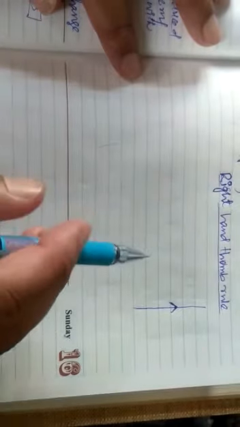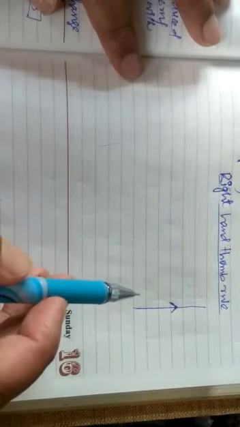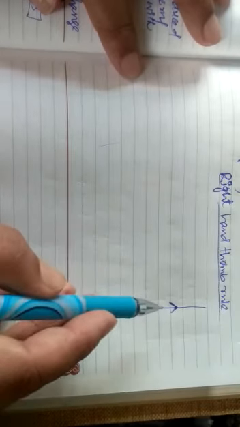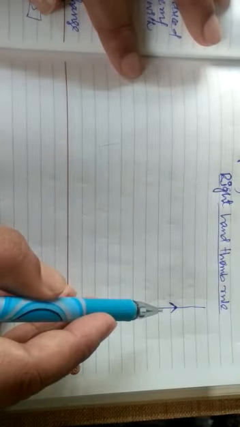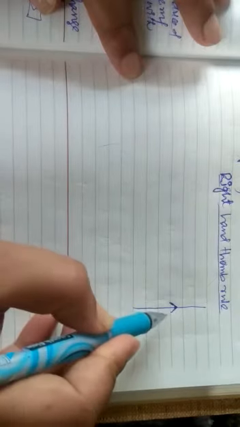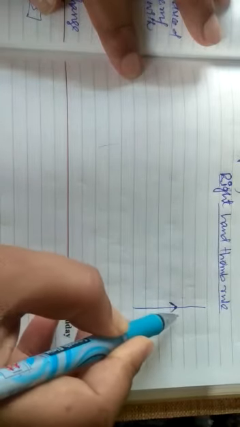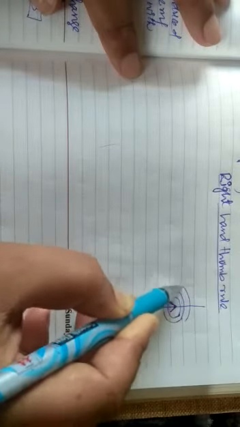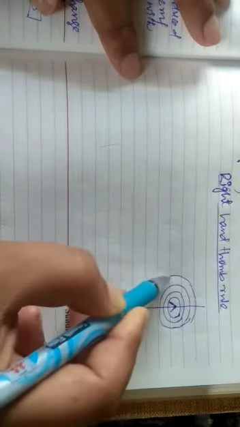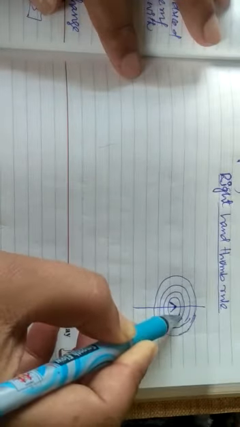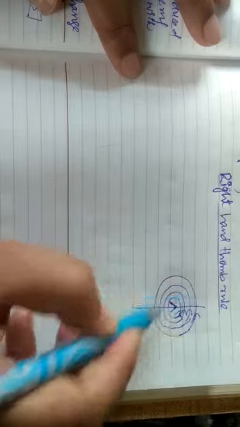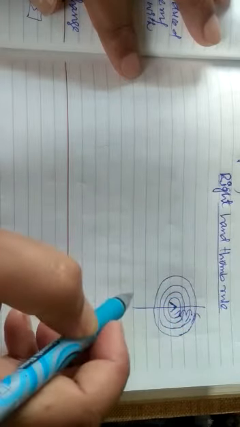Simply, if a current carrying conductor is imagined to be held in the right hand, such that the thumb points in the direction of current, then the curl of fingers is going to indicate the direction of magnetic field. Right now the current is upward, so the magnetic field around it will be in the form of concentric circles. It will be like this. This is the direction of the arrow, so this is the direction of magnetic field around this current carrying conductor.